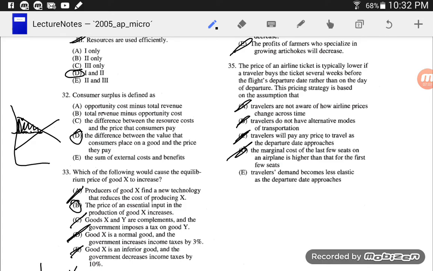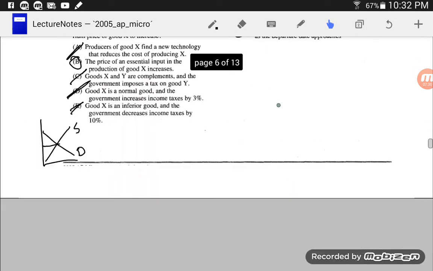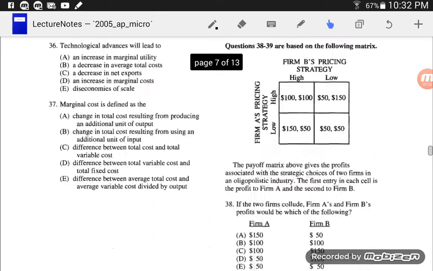In fact, the marginal cost is pretty darn low. It's just the additional fuel from a little bit extra weight of having another person on it. Anyway, I digress. Travelers' demand becomes less elastic as the departure date approaches. That's absolutely true. It's harder for me to have alternatives as the departure date approaches. The only other option might be for me to drive through the night, which would suck.